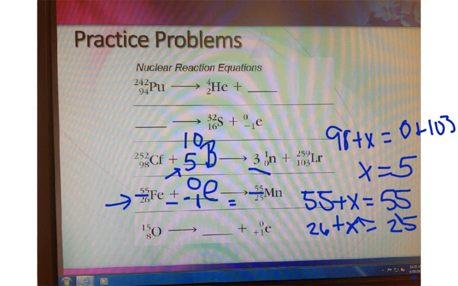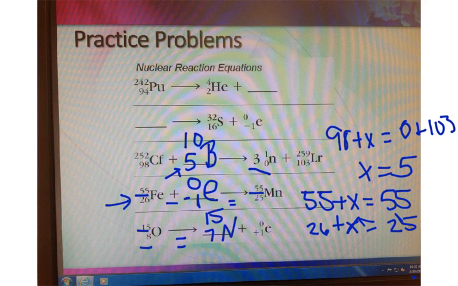Okay, and the last one, super easy. 15 equals what number plus 0? So that would be 15. And on the bottom it's 8 equals what number plus 1? So that would be 7. So if you look at that, that would be nitrogen.